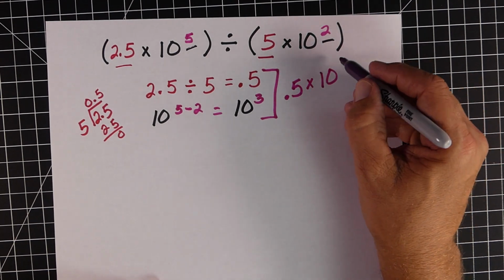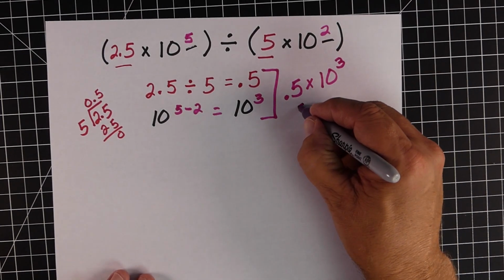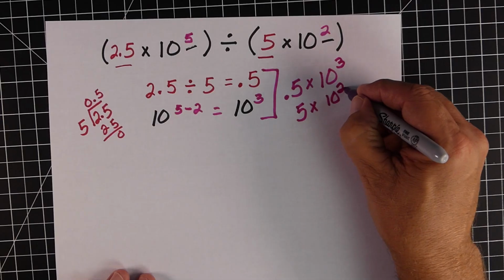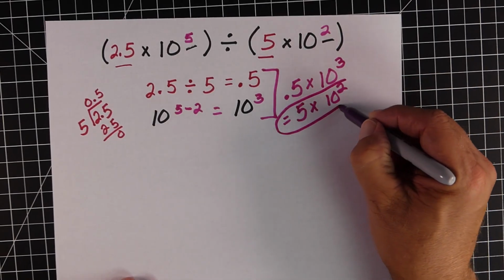But if you remember earlier, we said that the coefficient, the first number, has to be 1 or bigger. So we're going to end up multiplying or moving the decimal in the first one over 1. So it would be 5 times 10 to the 2nd.